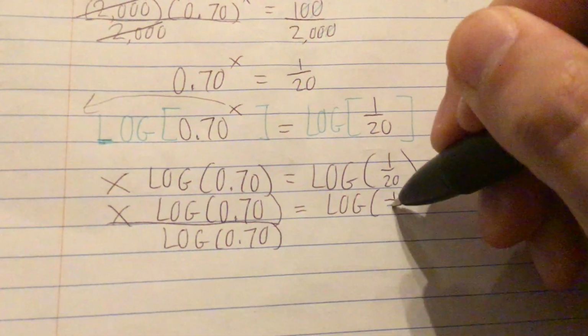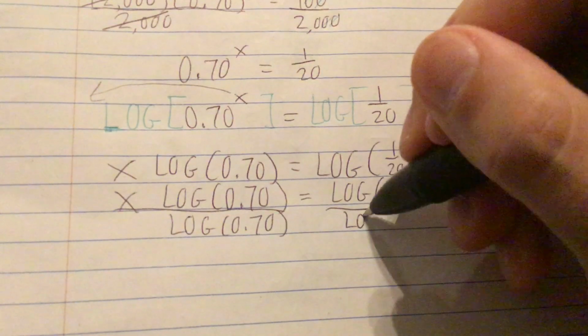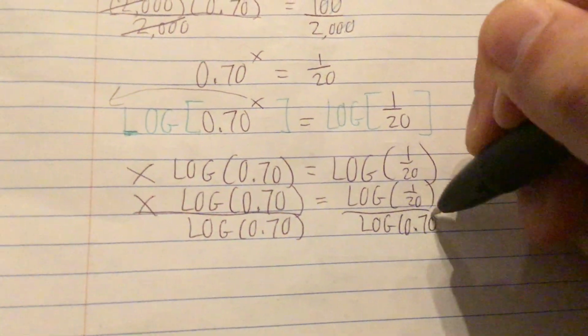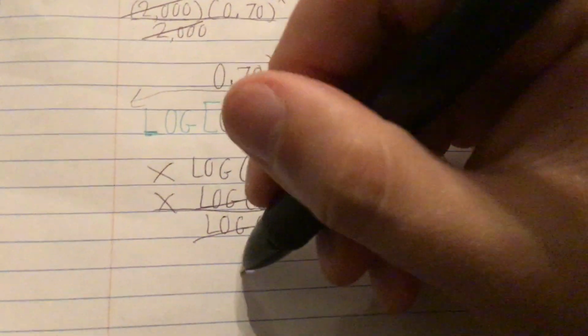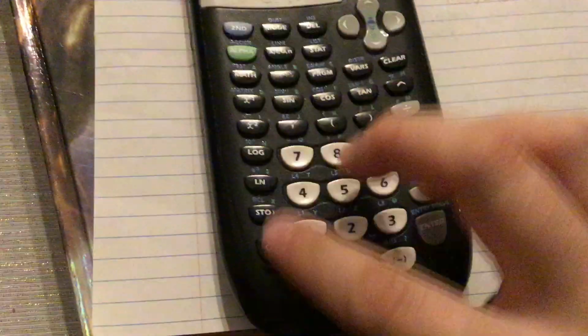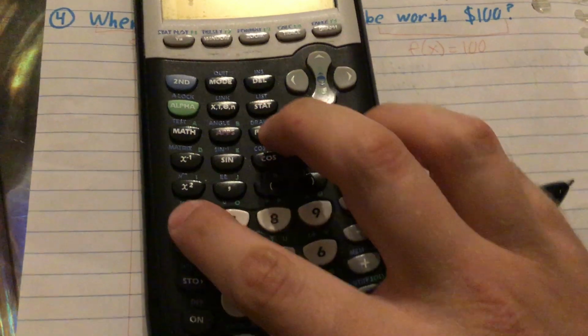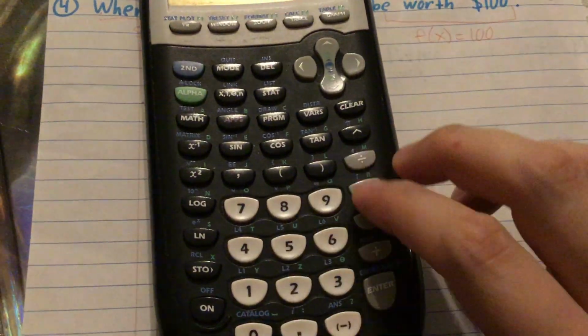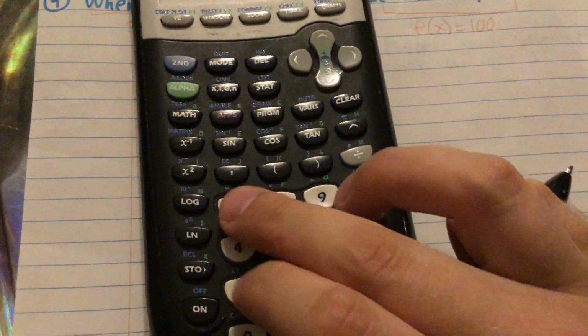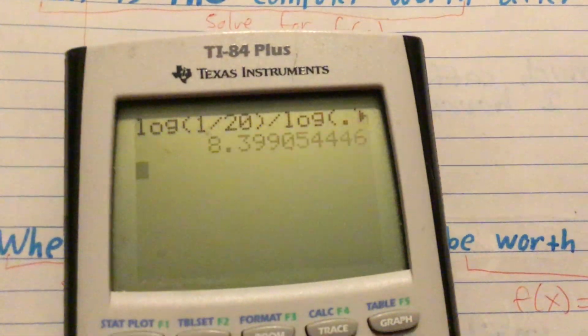So now, this is where the calculator comes into play. Here we go. Cancel out, and now I've got x. So that's going to be log of 1/20 divided by the log of 0.7. 8.399.